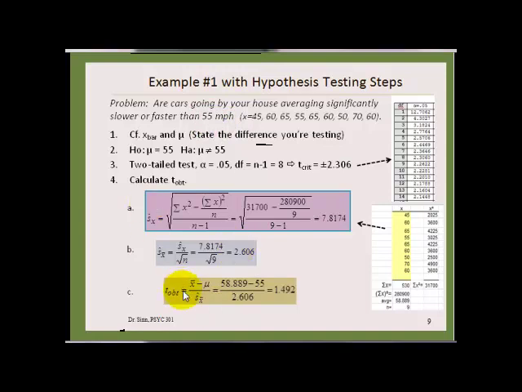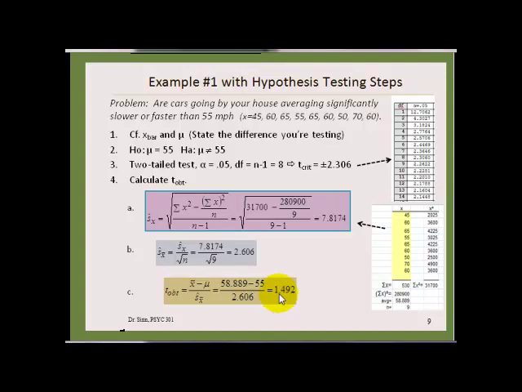The third step, there's always 3 here, is we actually calculate t obtained. So on the top, we have the difference we observed. So I figured out, based on these scores, if I added them up and divided by 9, I'd get a sample mean of this. That minus the population mu is the difference that I observed. The difference that I'd expect just based on sampling error is that 2.606, and that gives me a t obtained of 1.492.